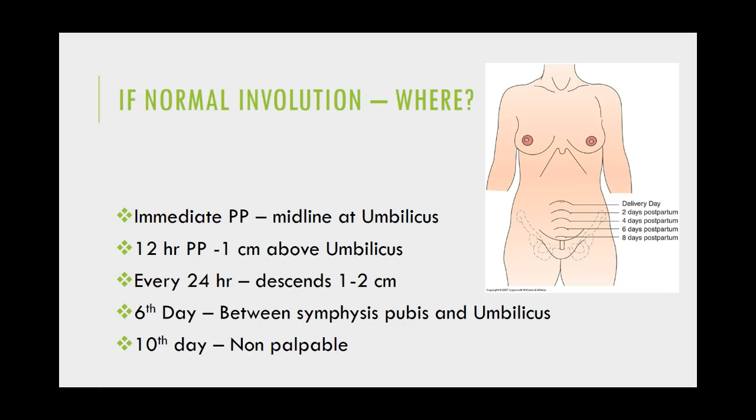All right, so if we have normal involution or shrinkage of the uterus, then where is that at? Well, immediately postpartum, it's in the midline at the umbilicus, and we're talking about the fundus here. 12 hours postpartum, you'll usually find it about 1 centimeter above the umbilicus, and then every 24 hours, it will descend anywhere between 1 to 2 centimeters.